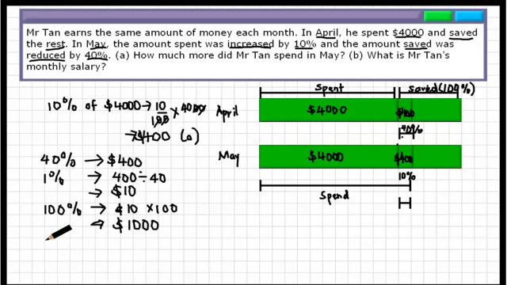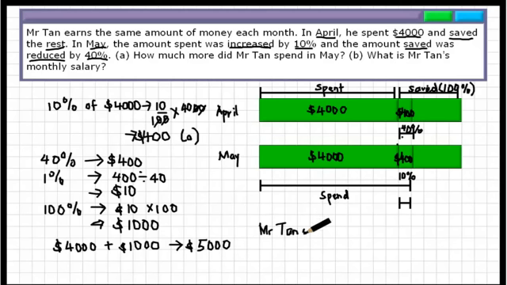This would lead us to the next question. What is Mr. Tan's monthly salary? So that would be 4,000 plus 1,000, and this gives us $5,000. So your statement would be Mr. Tan's monthly salary is $5,000.